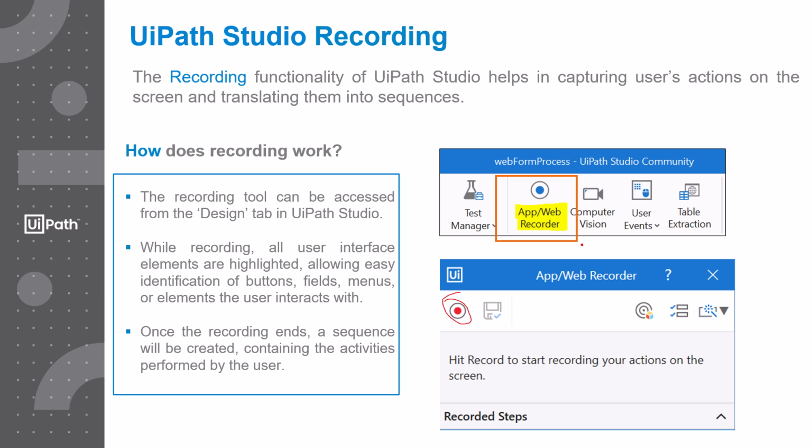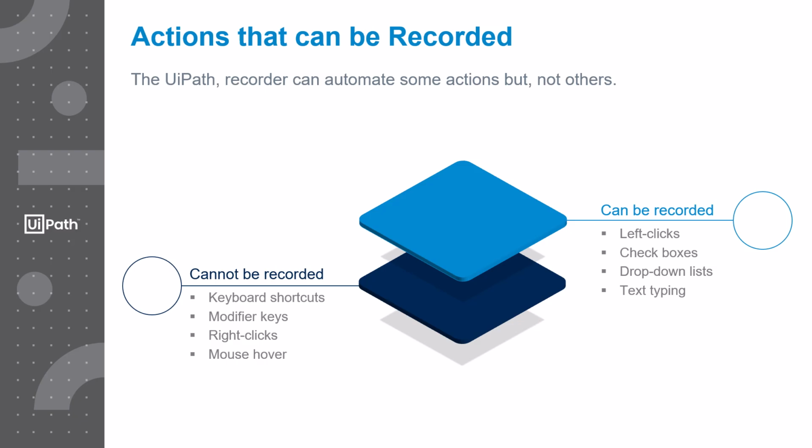Now, actions that can be recorded: things like left click, check boxes, drop-down lists, and typing text. These are things that the UiPath recorder can automate. There are certain things that cannot be automated, which means you still have to manually select these actions. Things like keyboard shortcuts, modifier keys, right clicking, hovering of your mouse, and so on. Certain actions you still need to manually select, but certain actions such as typing are automatically recorded. So these are some of the automatically recorded actions.